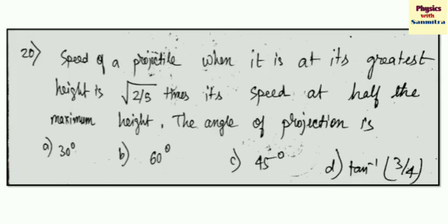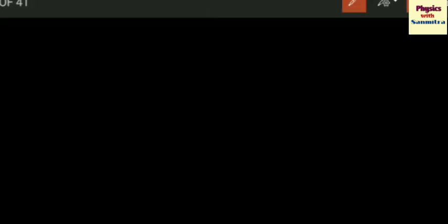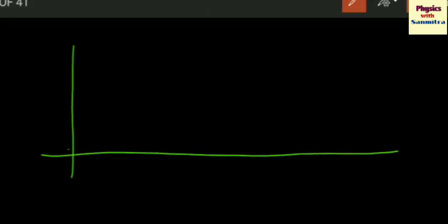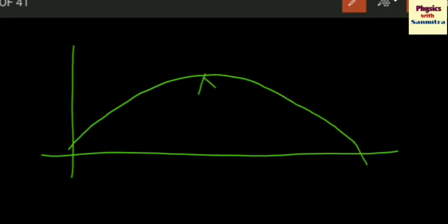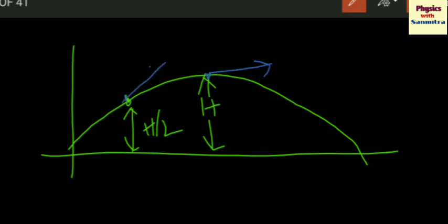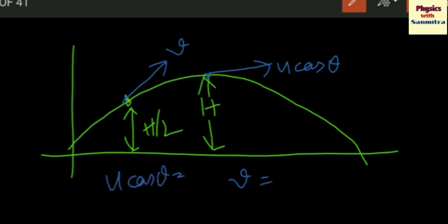Just look at this question first, understand the question, what does it actually ask. See, this is the projectile, this is the maximum height, capital H. Let's take another point, that is half the maximum height. The velocity here at the maximum height and the velocity here, we are comparing them. This is definitely u cos theta, this is, say, some v, and we will say that this u cos theta is root 2 by 5 times this v.